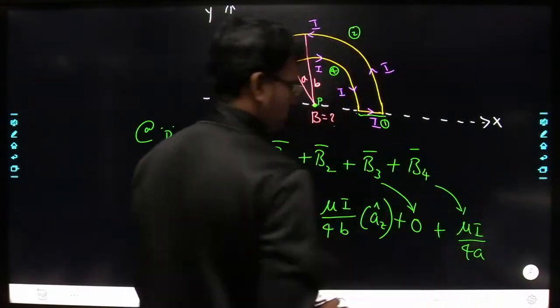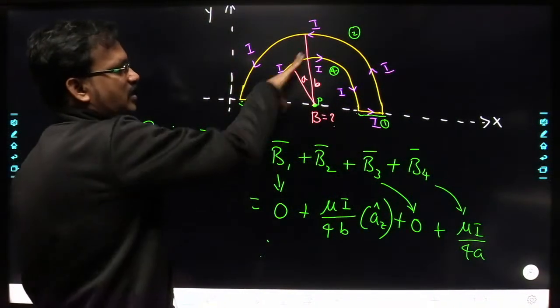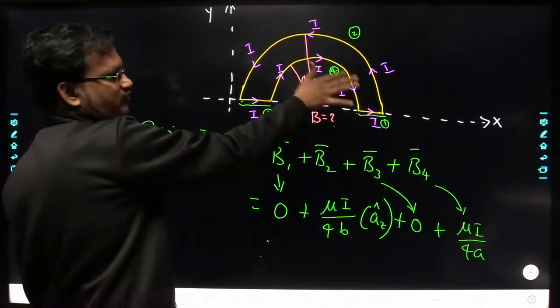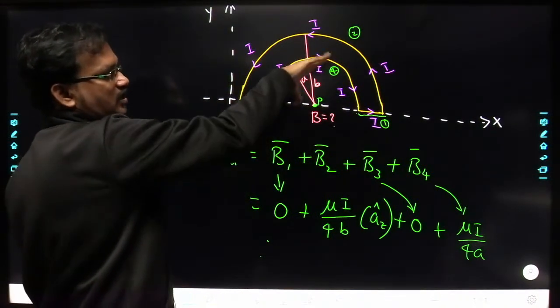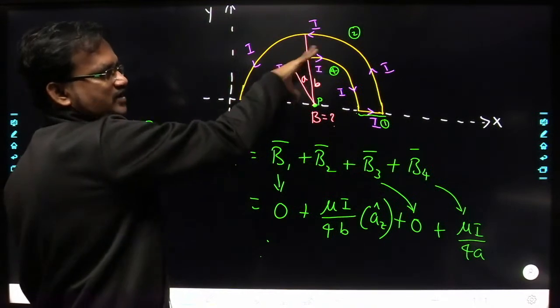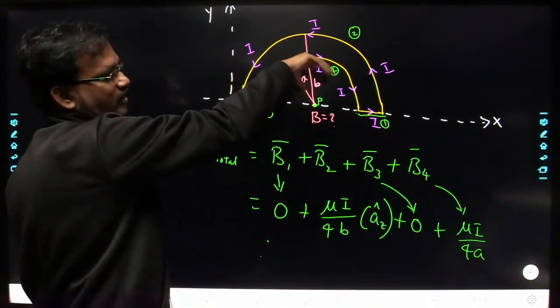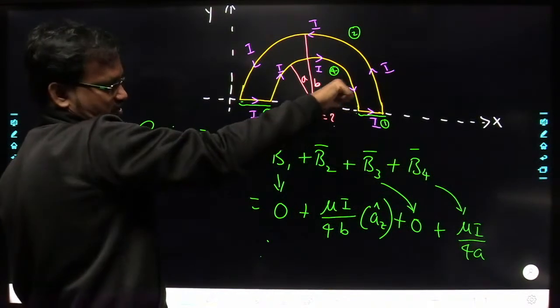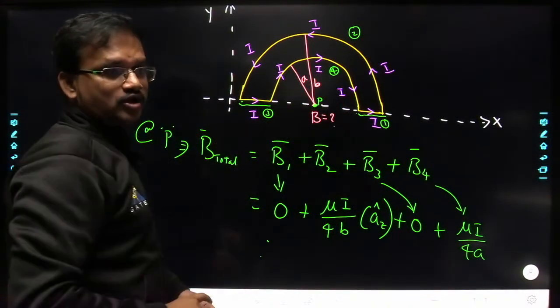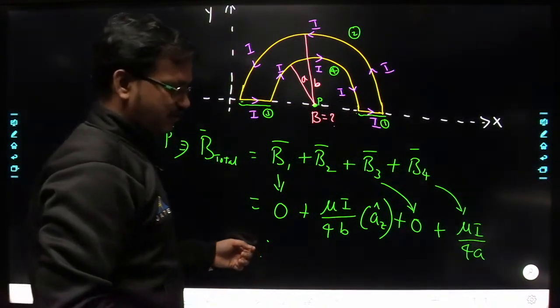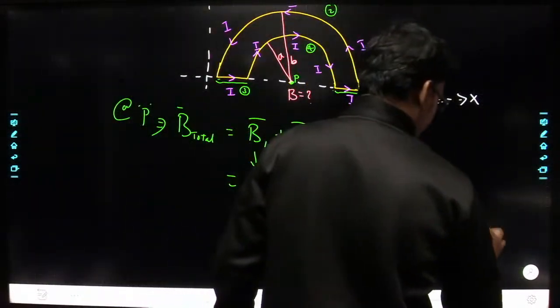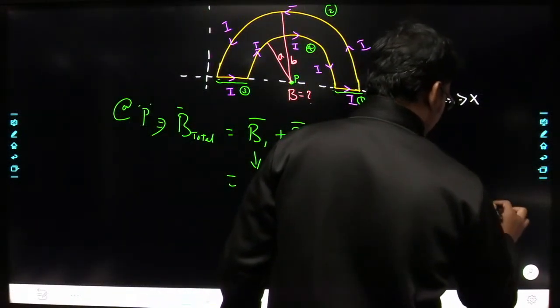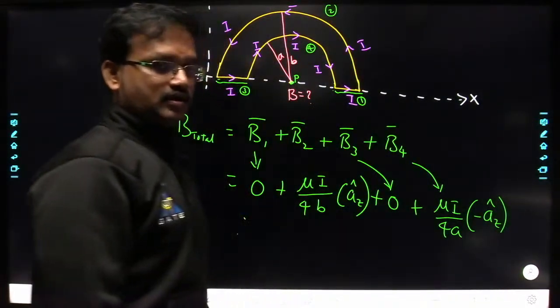Mu I by 4A. Now if you observe here, consider only the fourth section. Here the current is flowing in which direction? In the clockwise direction. So if the current is flowing clockwise, the B field at this point is going to point into the board. Into the board means the negative z direction. Right. So mu I by 4A is going to point in the negative z direction.